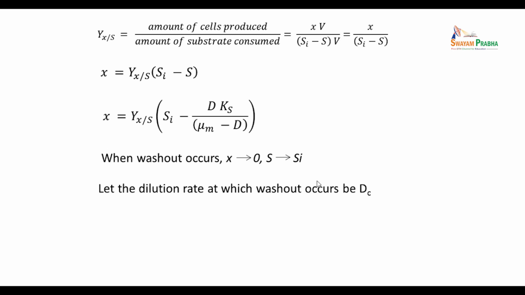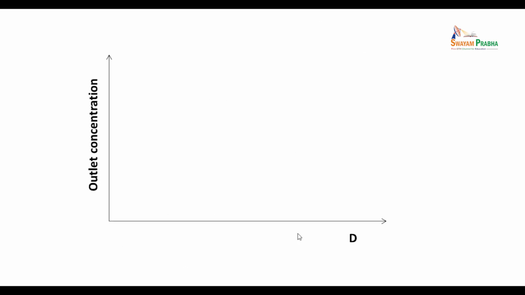Let the dilution rate at which washout occurs be Dc, or the critical dilution rate. From the Monod model, mu m into Si by Ks plus Si must be equal to Dc, because at Dc S tends to Si, the concentration in the inlet stream. Therefore, we are replacing S with Si. Mu m Si by Ks plus Si is Dc. If we plot the outlet concentration versus the dilution rate, which is this expression, we are plotting the outlet concentration of cells, which is given by this equation.